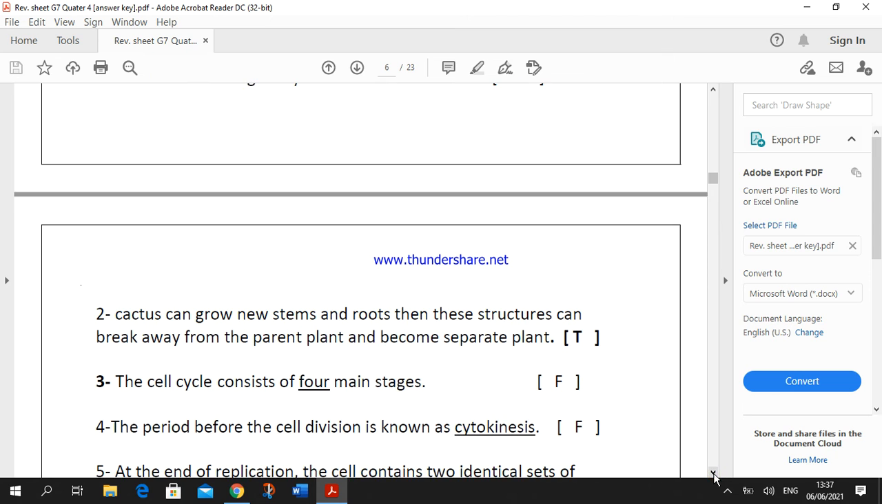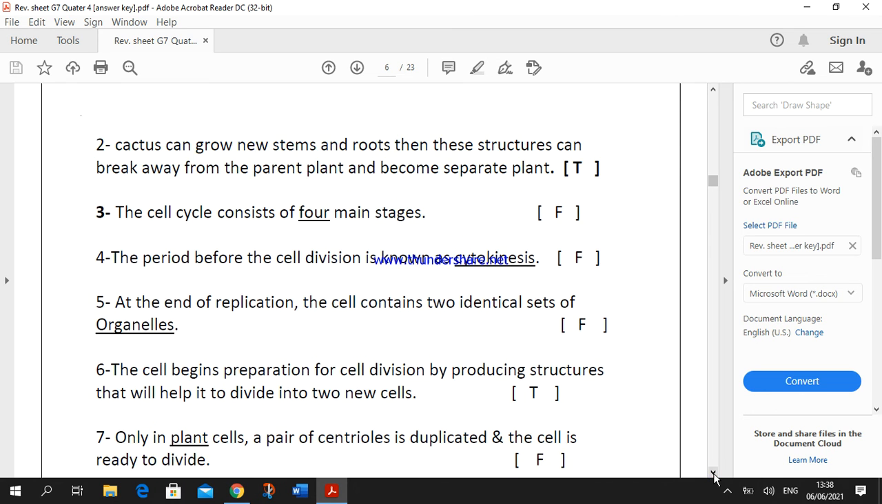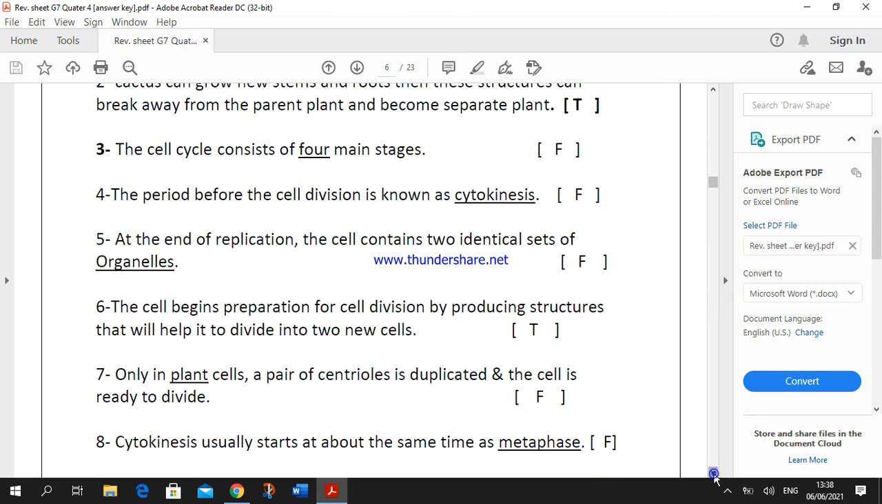Number 3. The cell cycle consists of 4 main stages. False. Consists of 3. 4. The period before the cell division is known as cytokinesis. False, known as interphase. 5. At the end of replication, the cell contains 2 identical sets of organelles. False, but the cell contains 2 identical sets of chromosomes. Number 6. The cell begins the preparation for cell division by producing structures that will help it to divide into 2 new cells. True statement.